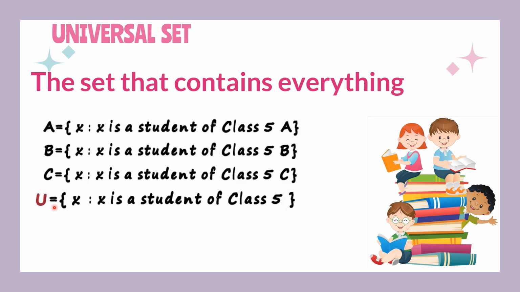So like this, if any set contains everything, every element pertaining to that context, here the context is class 5 students. Now U set is having all the students, contains everything. So this set is known as the universal set. You got it, children? The set that contains everything in it with respect to the context. Okay, that is what is universal set. So let me check your understanding about universal set.